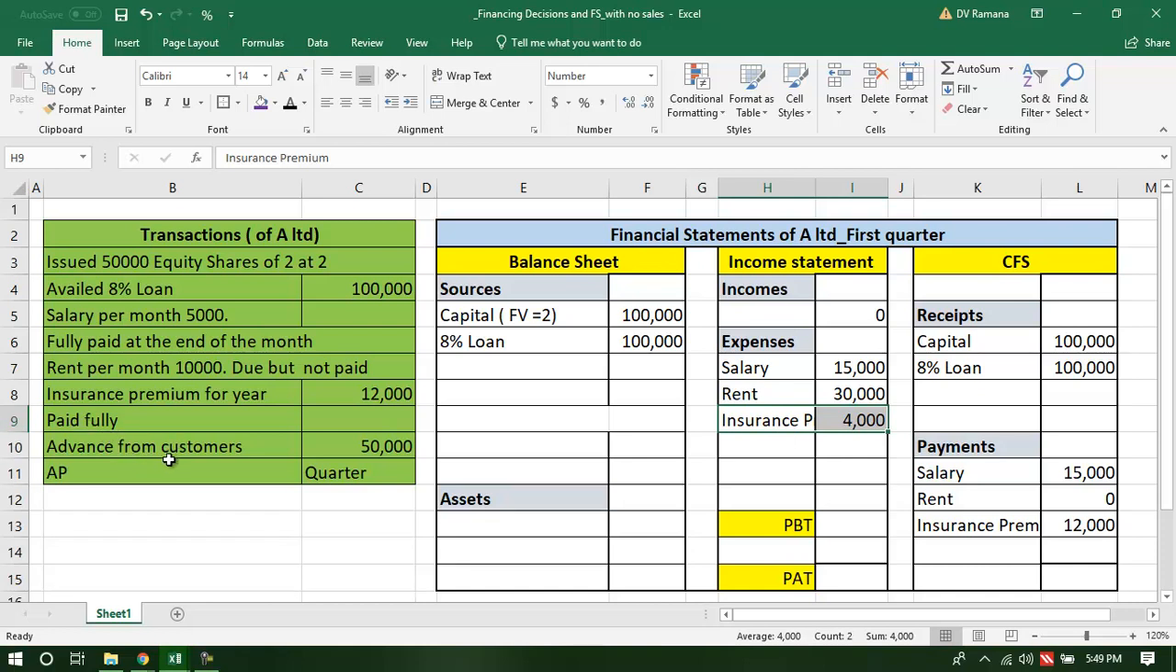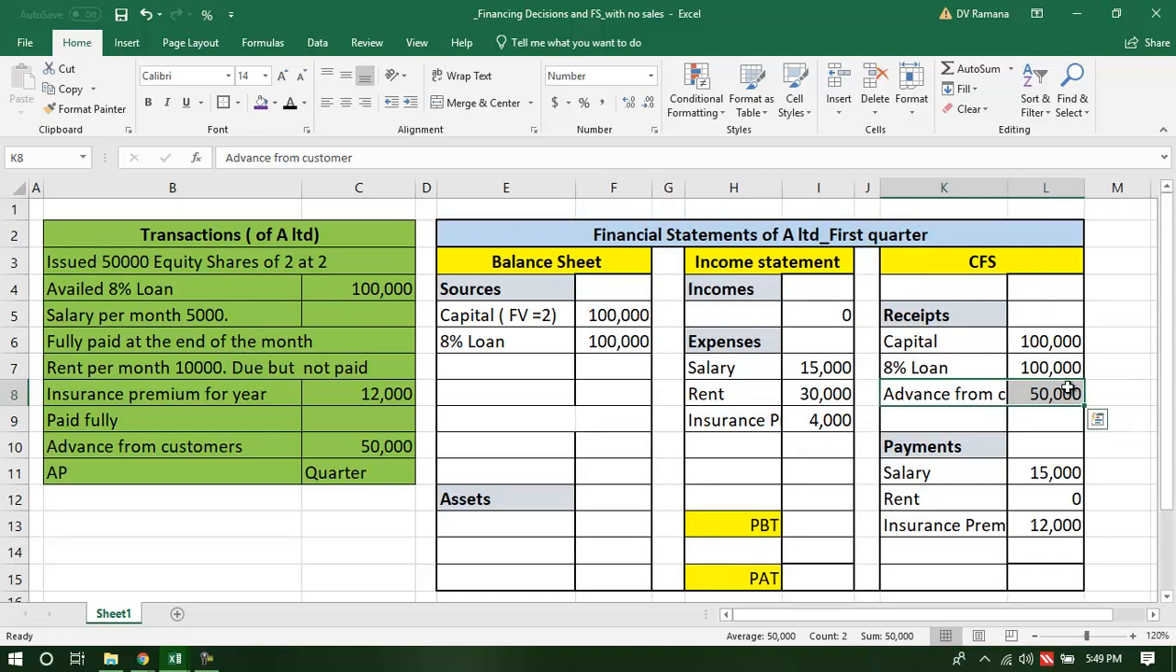And advance from the customer. During the first quarter we received an advance from the customers of 50,000, but this is not an income for the period because it's an advance against which we will provide services in the next time period, maybe the next quarter or some other time in the future. So since this is an advance, we don't show that as an income in the current period, but any income received in advance is a liability. Any advance received from the customer is a liability.